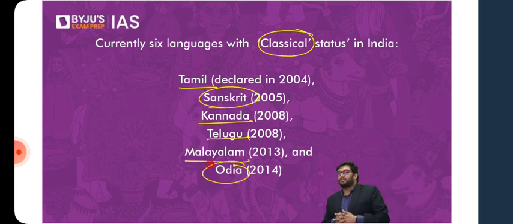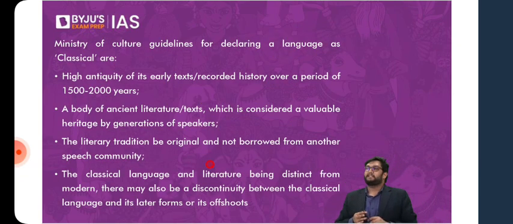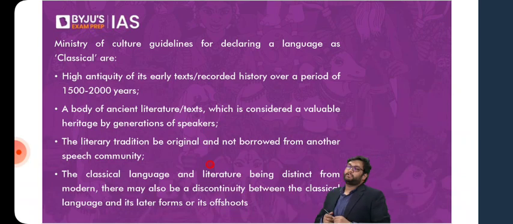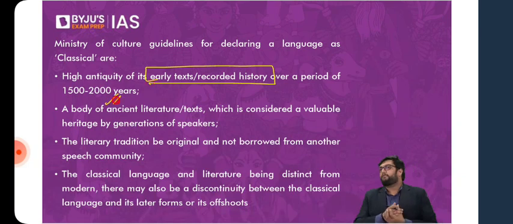Now, the million-dollar question is, how do we decide it is a classical language? There are certain criteria. To be declared by the Ministry of Culture as a classical language, you need to have at least one of these or multiple categories, depending on the language itself. First, it should have an early recorded history over a period of 1500 to 2000 years.